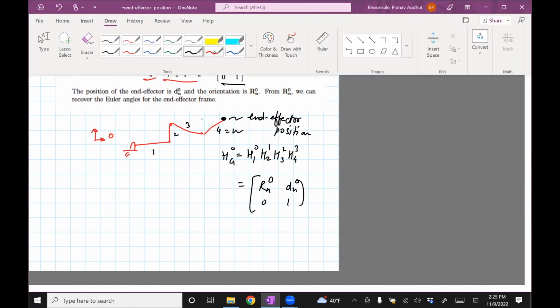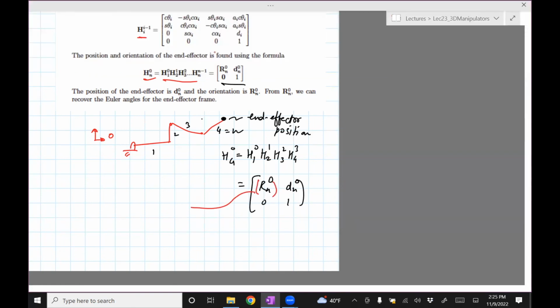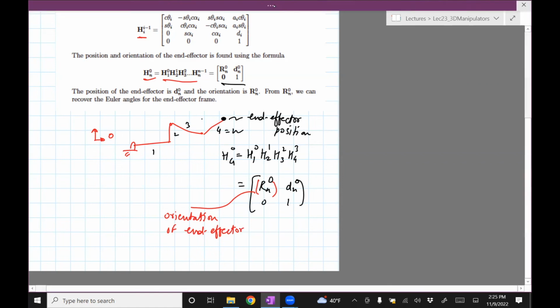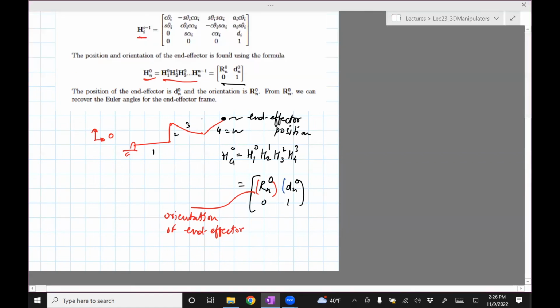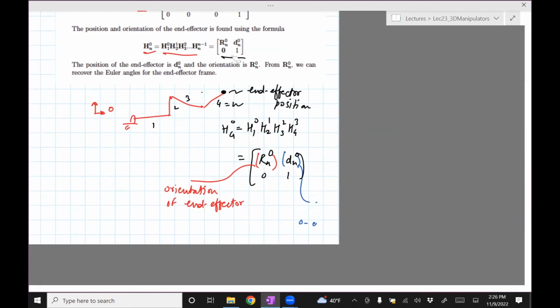When you end up with this, what you simply do is, this is the orientation of the end effector. And then this is the position of the end effector. Okay, so why would you want that?